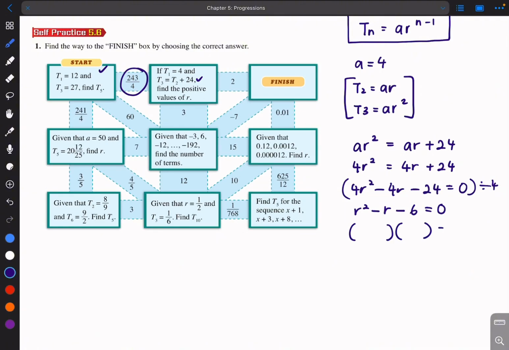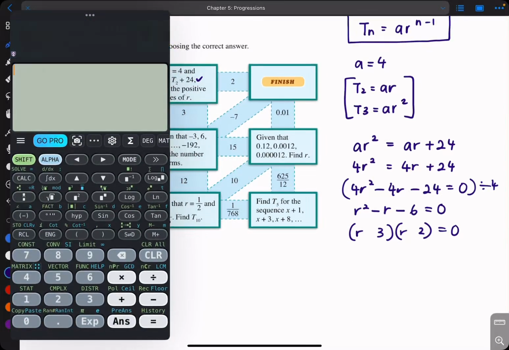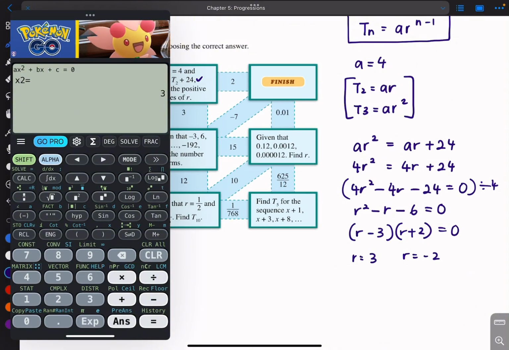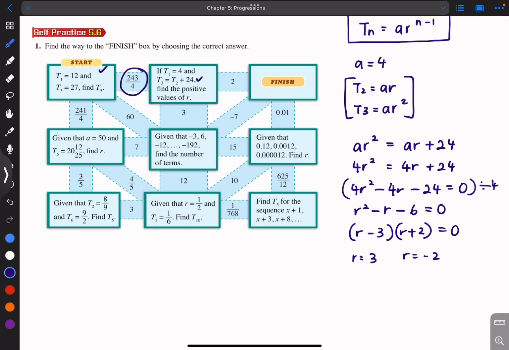Then we factorize. So here we have 6. So 6 is 3 and 2. You can just use your calculator. Okay, let me just show. So a is 1, b is negative 1, c is negative 6. So r is negative 2 and r is positive 3. So here will be minus 3 plus 2. So since they want us to find the positive value of r, r is 3. So this is the correct answer. So we progress down. Done.